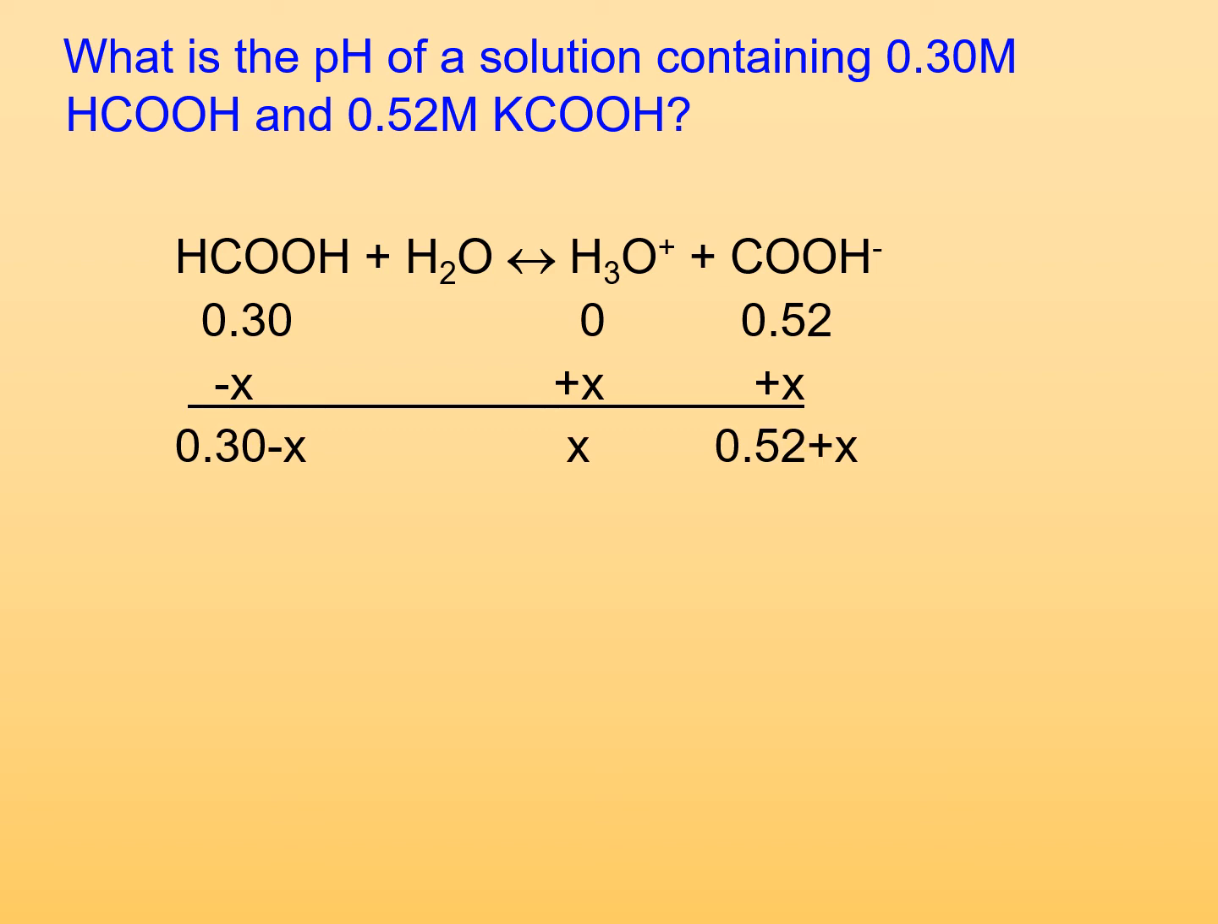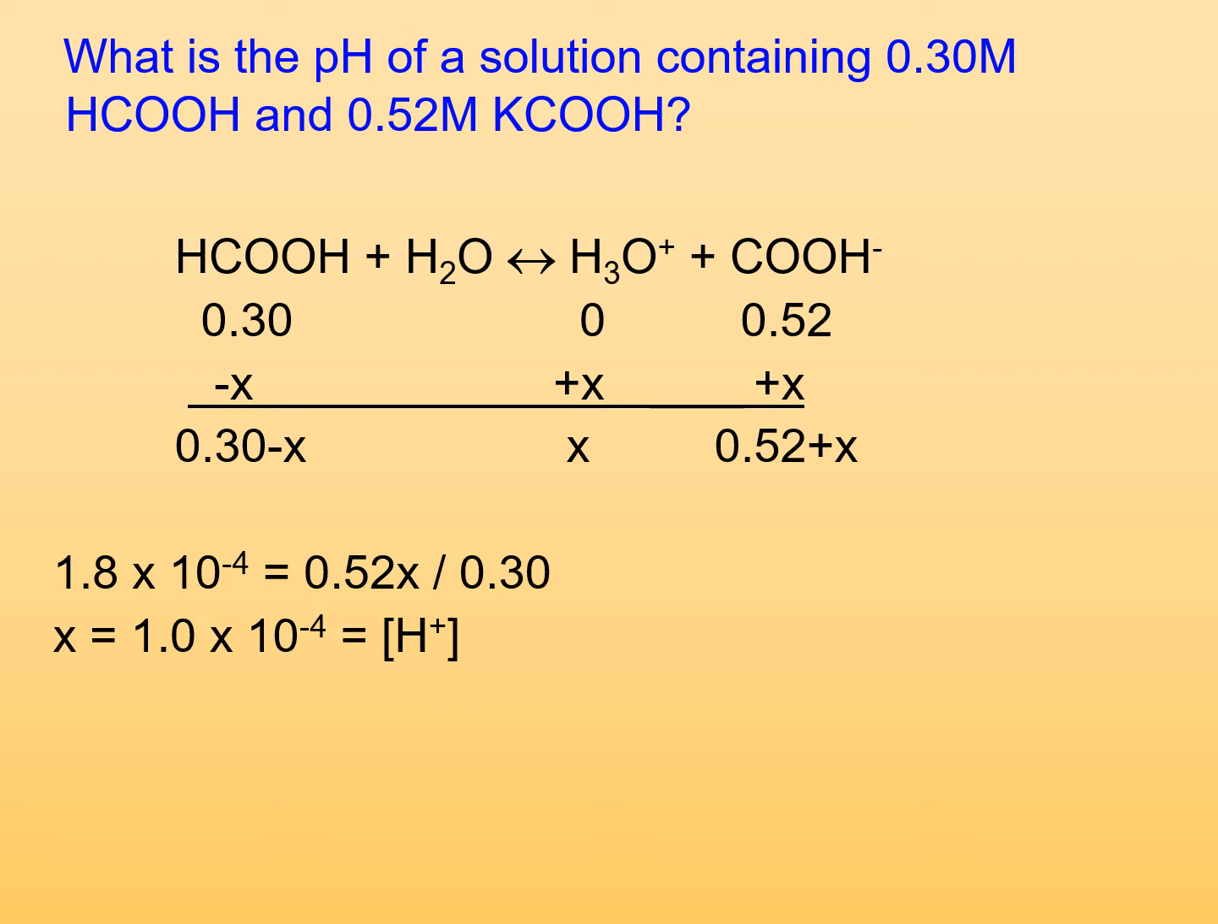Then we have our equilibrium amounts that we plug into that same Ka equation. Because we started off with some of the anion, our Ka is still the same value, but we now have 0.52 plus x times x over 0.30. Whenever we rearrange to solve for x, so multiply by the 0.3 and then divide by the 0.52, we get that x is equal to 1.0 times 10 to the negative fourth molar, which is going to give us a pH of about 3.84.